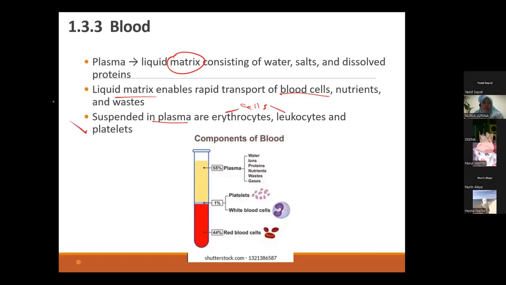So similarly it has a matrix, and the matrix is liquid containing water, salt, and dissolved proteins, and it also has cells. Okay, right. So you can see this is our blood component. 55% contains plasma, 1% contains platelets and white blood cells, and the remaining 44% contains red blood cells.